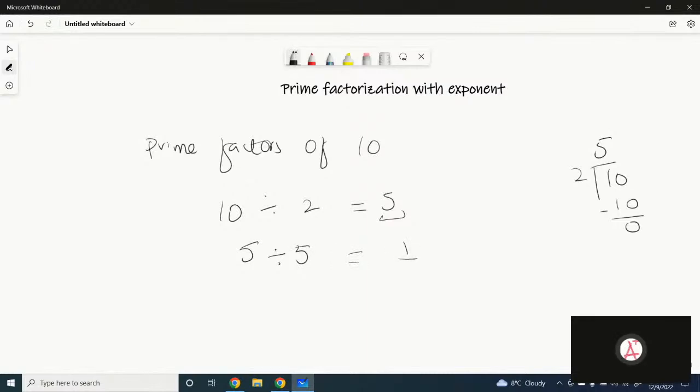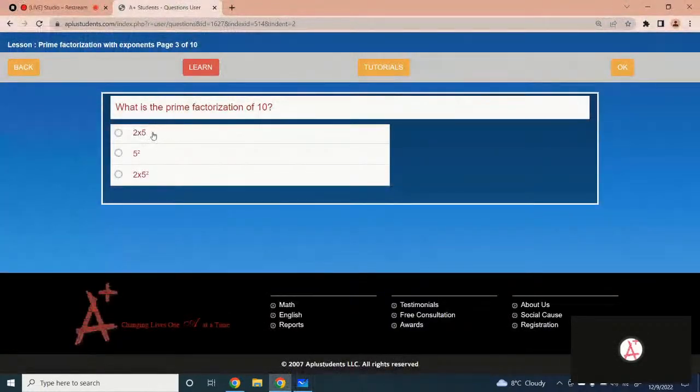So you started with 10, and until you get 1, you get the two divisors. They are 2 and 5. So basically they are the prime factors of 10. They are 2 times 5. Both the numbers are prime. 2 is prime and 5 is prime. Got it? So 2 times 5 is 10. Got it? Just select the correct option and click on the OK button.